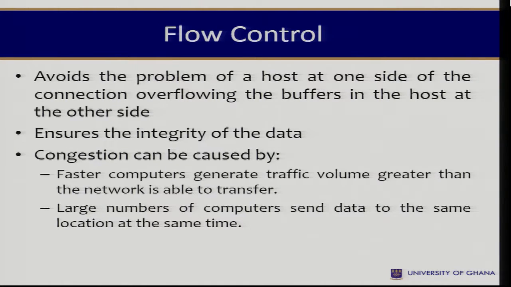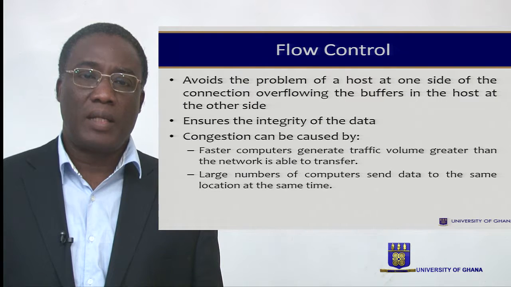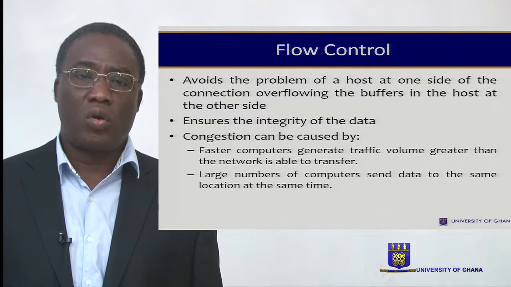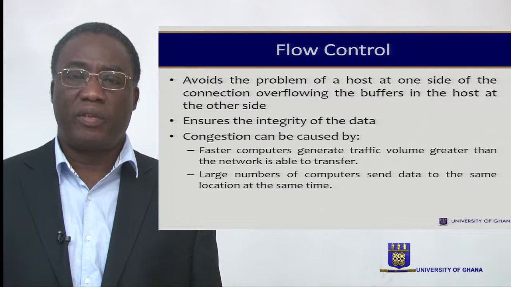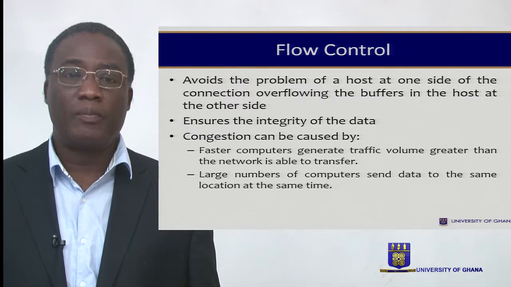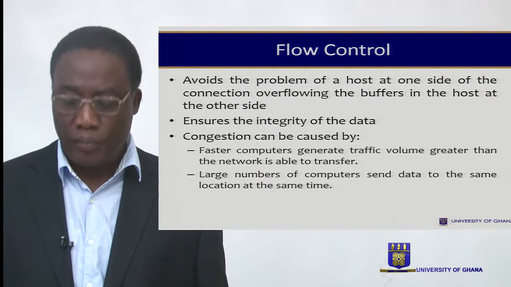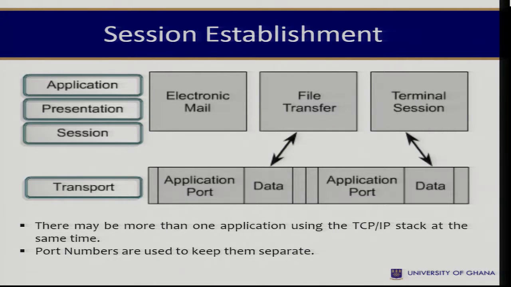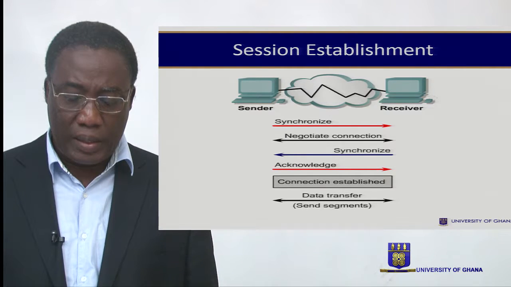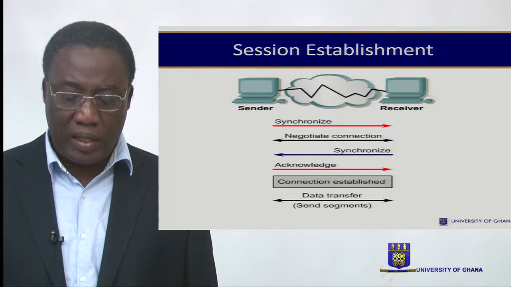Now, flow control, if it's not done, can lead to congestion. Congestion can be caused by faster computers generating traffic volume greater than the network is able to transfer, and large numbers of computers sending data to the same location at the same time. There may be more than one application using the TCP/IP stack at the same time. Port numbers are used to keep them separate. So that diagram shows you at the transport layer, they need to have different port numbers to keep your applications separate.